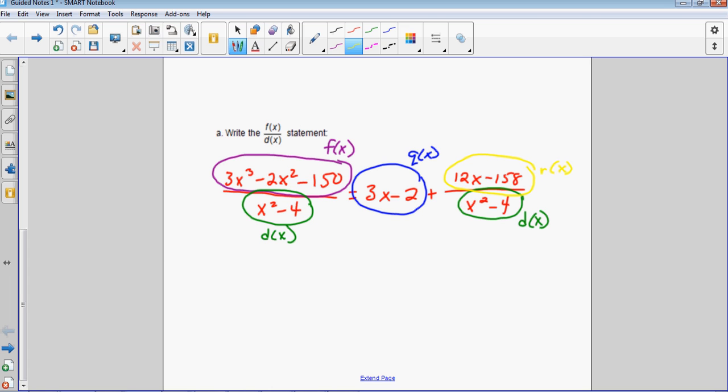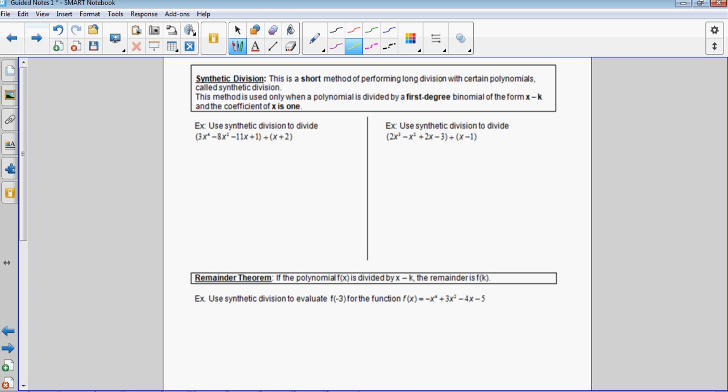Okay, next page. So we can use synthetic division when we have a divisor that is a first degree polynomial in the form x minus k. And that is definitely needed for synthetic division, but when the coefficient of x is not 1, that is a fixable situation, and if you forget how you fixed that in Algebra 2, please ask me about that in class.